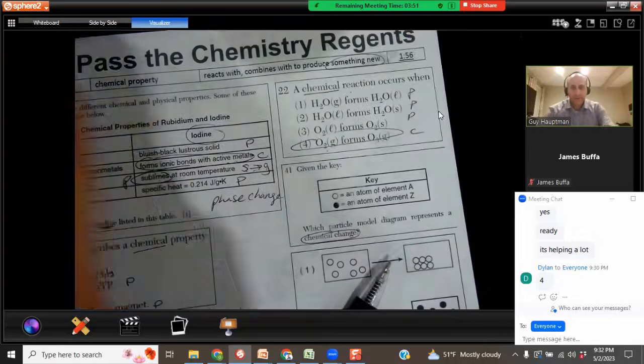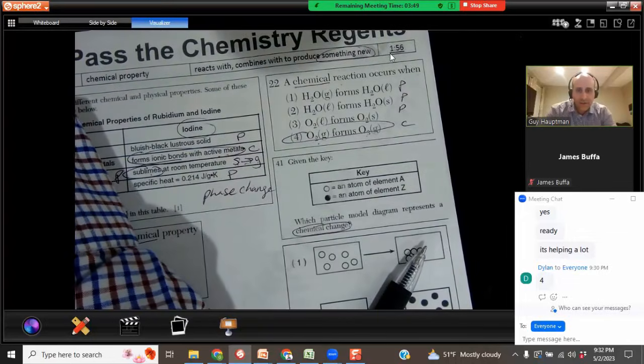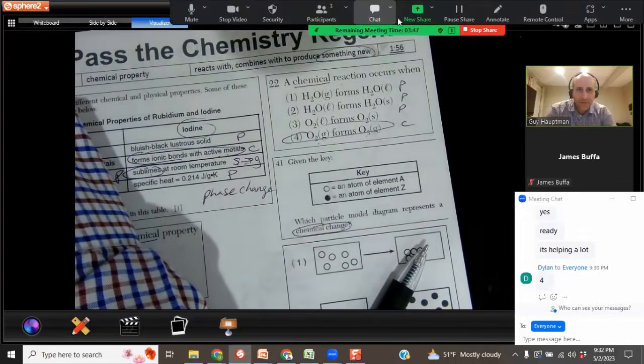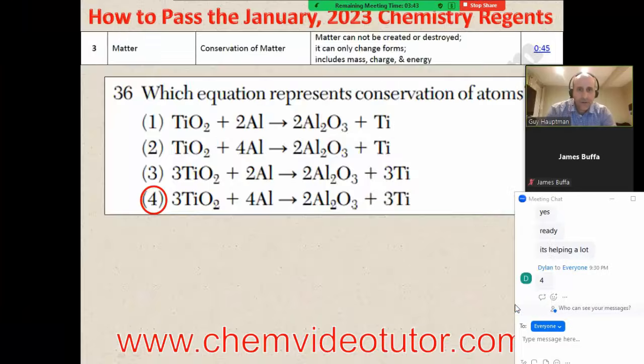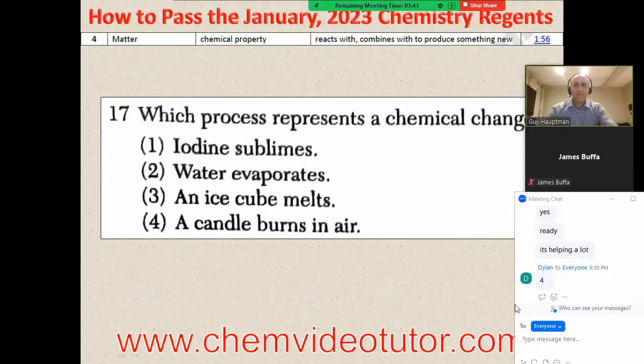All right. And let's see. I think I'm going to switch over to the January Regents. Share. And let's go. Oh, there it is. Wave 4, January 2023. Let me know what you guys think.